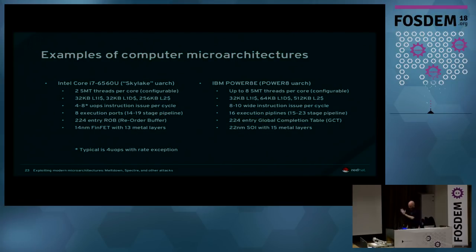Examples of implementations of architectures. So here's the Skylake in my laptop. That's why I'm using that example. It's a little bit older. And you can see it's got 224 instructions that it can have in that ROB. And then you've got an IBM Power 8, which also can have 224 instructions, but they call it a global completion table because IBM is different in lots of ways, good ways.